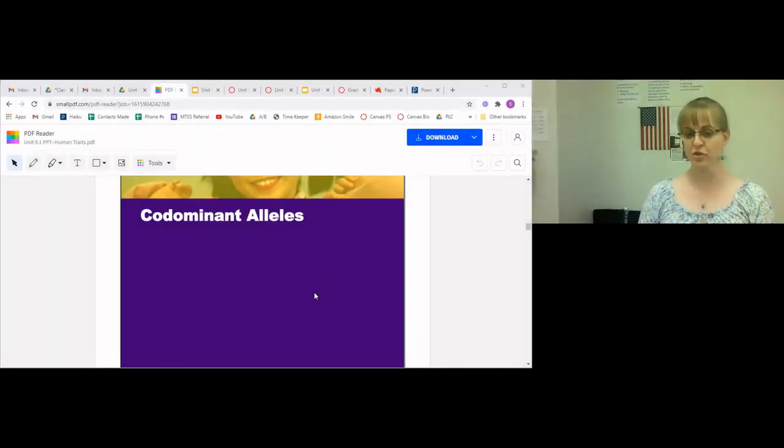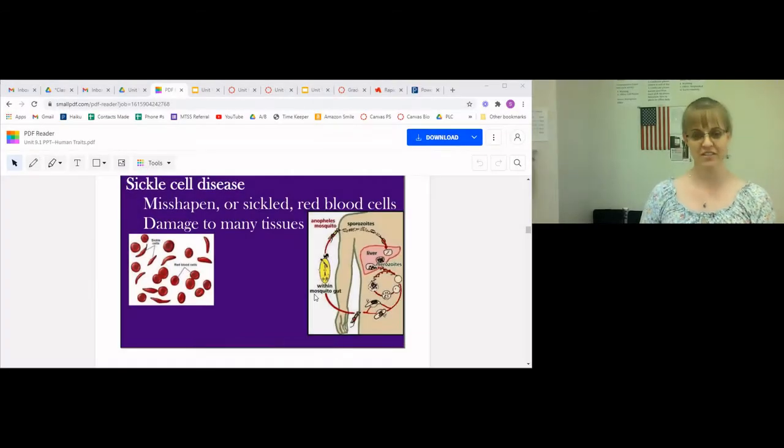Genetic diseases may also be caused by codominant alleles. For example, sickle cell disease is a codominant allele. If a person has a single copy of the gene, they are protected from malaria. That gene causes some of their cells to be sickle-shaped, and the normal gene causes the rest of their red blood cells to be round. These sickle-shaped cells prevent mosquitoes from giving you malaria because the malaria organism cannot reproduce inside those sickle-shaped cells.